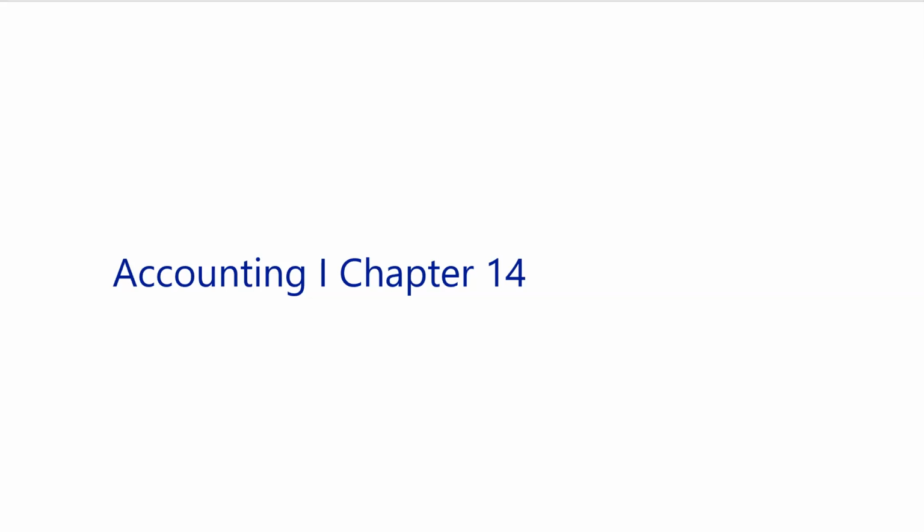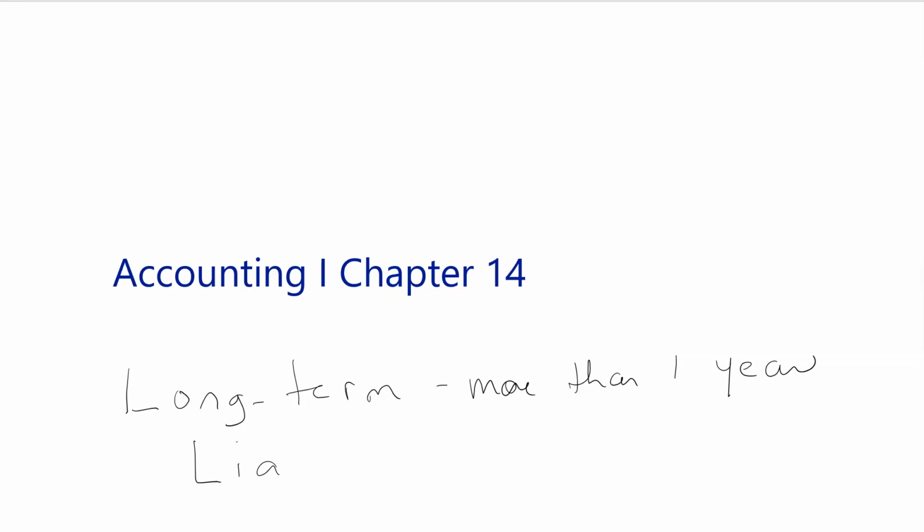This chapter is going to be talking about long-term liabilities. So let's just remember what we're talking about when we say the word long-term. That means that we are not going to pay these for more than 1 year. And the opposite of that is a current liability, which we would pay in less than a year. And the word liabilities means that we owe it. So this chapter is going to be about long-term liabilities.